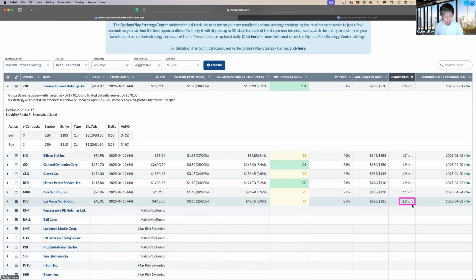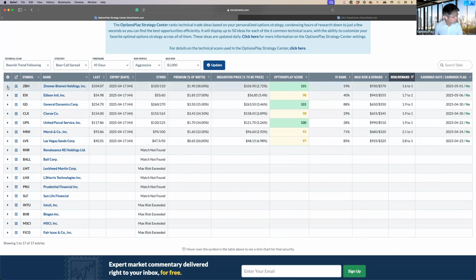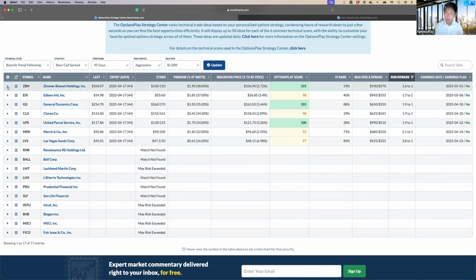So this is, again, designed to not only help you screen for stocks that have a bearish trend, but more importantly, help you rank them based on the specific option strategy that you might like trading. And it does it all in under 2 seconds for you. So every single time you want to place a trade, you can potentially find a trade in under 2 seconds, not the minutes or hours that it might take you to research the best trade idea.